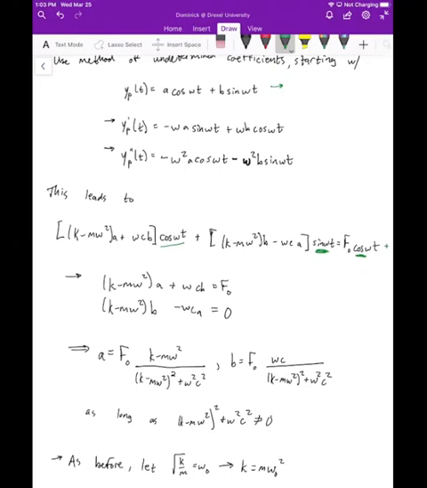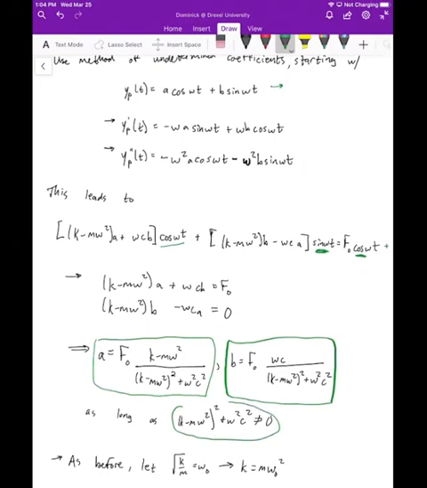So I'll spare you all the details of the algebra, but you can eventually find that A is equal to F0 times (K minus M omega squared) all over the quantity (K minus M omega squared) all squared plus omega squared C squared. And then, of course, similarly, you can show that B is equal to F0 times omega C over the same denominator. Right. Of course, this is all assuming that that denominator is non-zero.